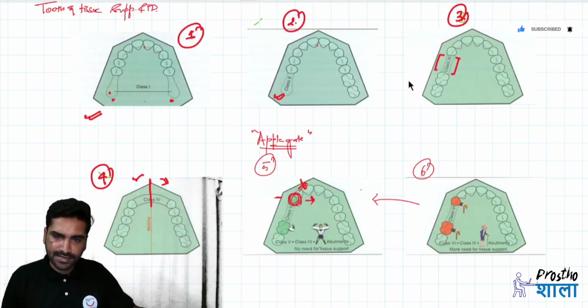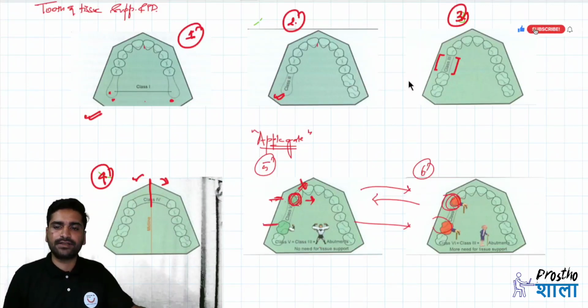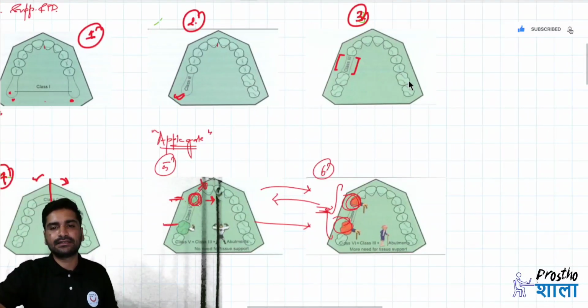The images are interchanged. The fifth image goes with the sixth one, where both the teeth are strong. Here, one tooth is weak and one is strong, so they cannot provide adequate support. So this is Kennedy's classification.